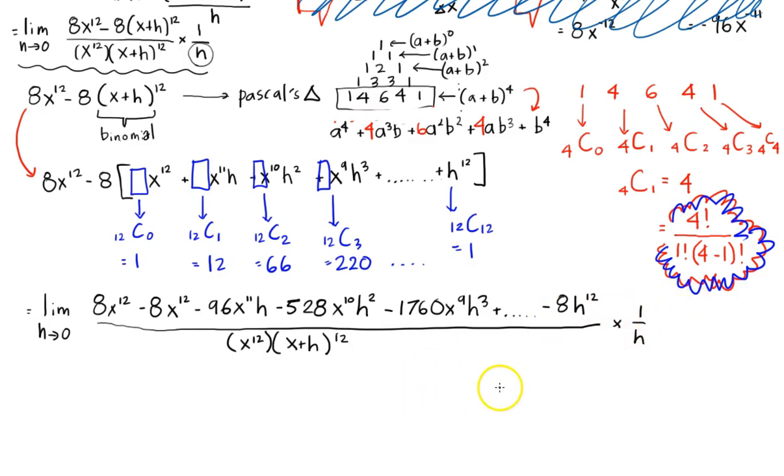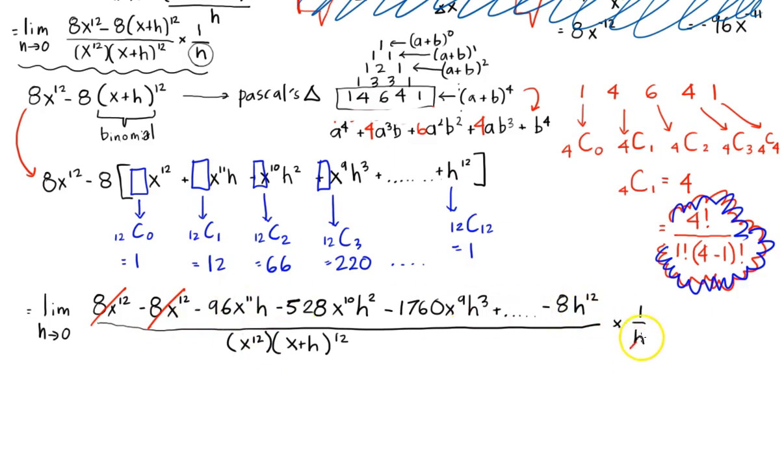Wow. Okay, so let's just start thinking about this, because there's a reason why I didn't write out everything. Mainly it's because of a few things. First off, take a look at what's going to happen. 8x to the 12 minus 8x to the 12. Okay, so these cancel. Immediately cancel. So now I'm left with all of this.